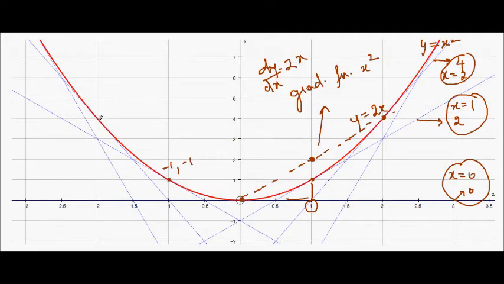And at negative 2, you can see that the slope is 4 over 1. It crosses the x-axis here, and it's a negative slope. Therefore at negative 2, the slope is negative 4. And the same thing at 3, the slope would be 6, and at negative 3, negative 6.